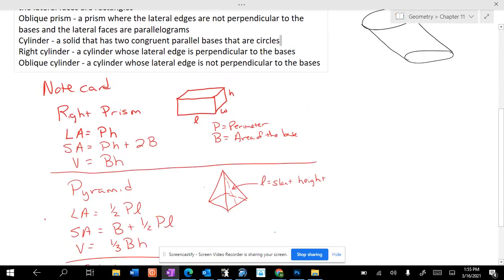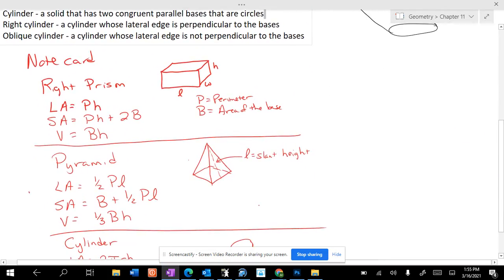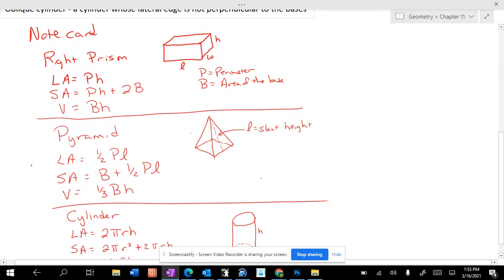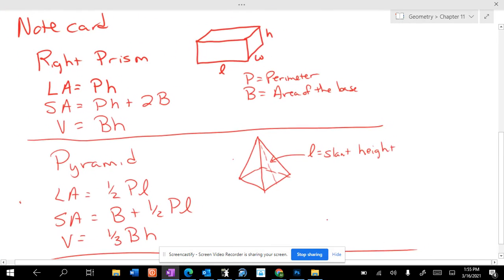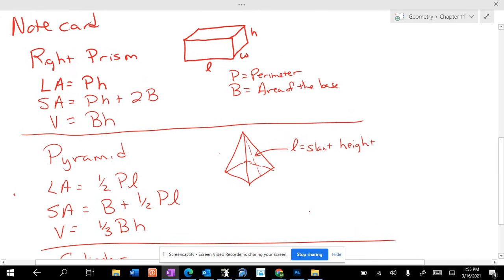Things that you need for your note card are this. I'll zoom in a little bit. A right prism. The lateral area is the perimeter of the base times the height. So P stands for perimeter here. So the lateral area of a right prism is perimeter of the base times the height.